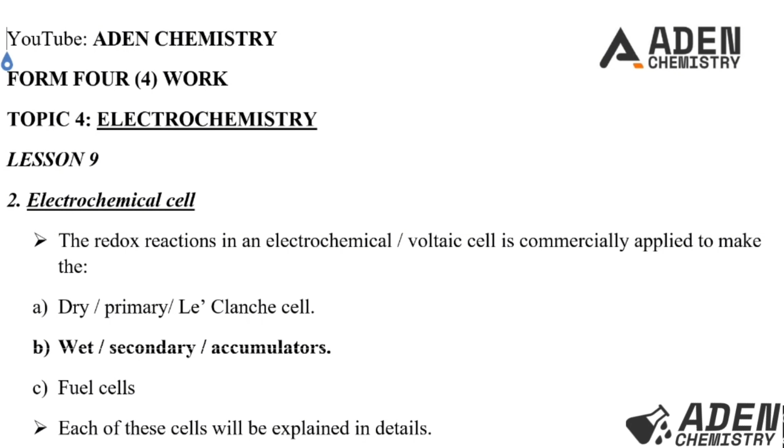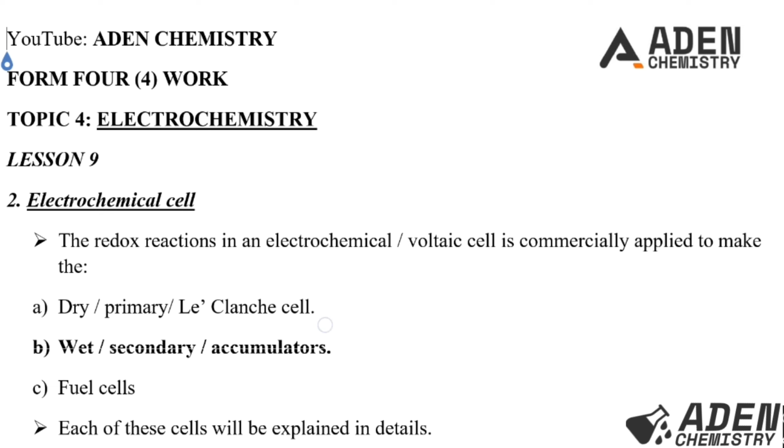Hello students, welcome. Previously, in lesson 8, form 4, topic 4, we were dealing with the applications of the electrochemical cells, or voltaic or galvanic cells. And remember we said the redox reactions in electrochemical cells are commercially applied to make the following. Part A, dry cells, which are known as primary cells, and a good example, we have picked the Leclanché cell.